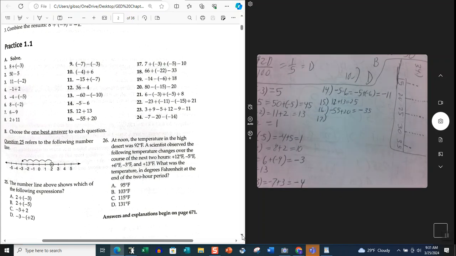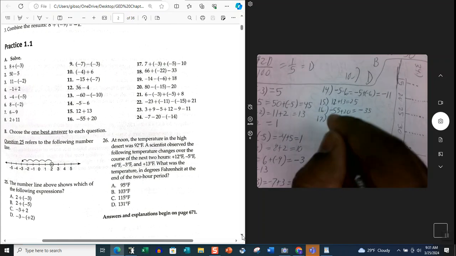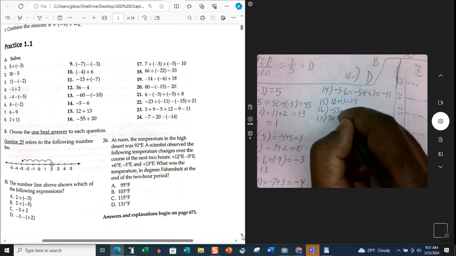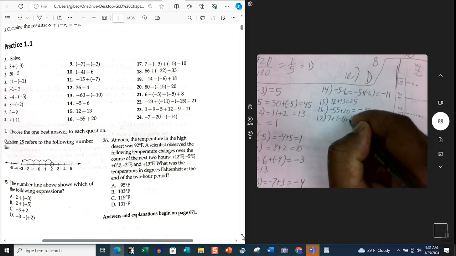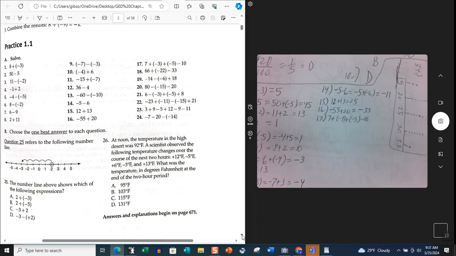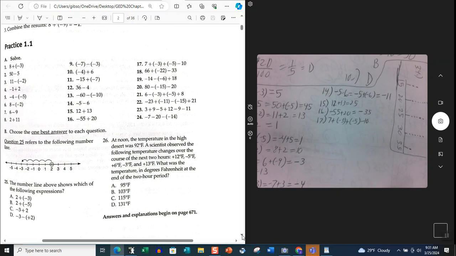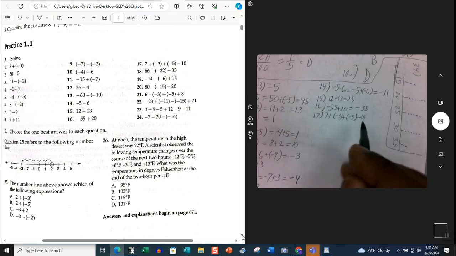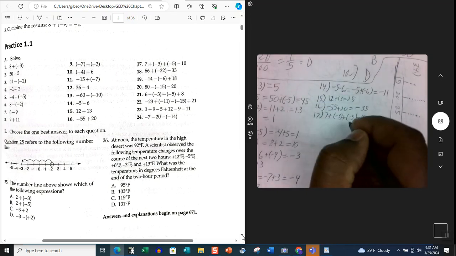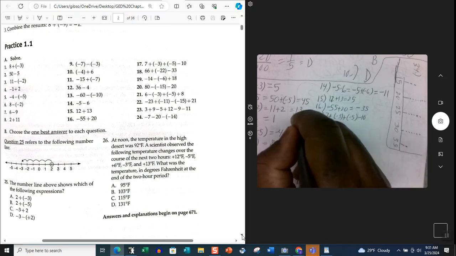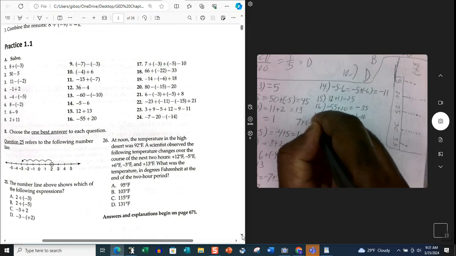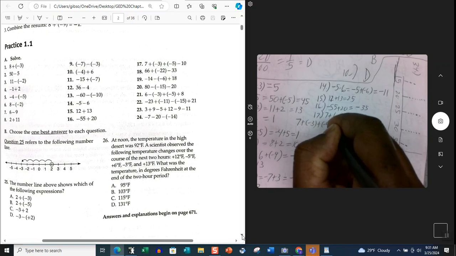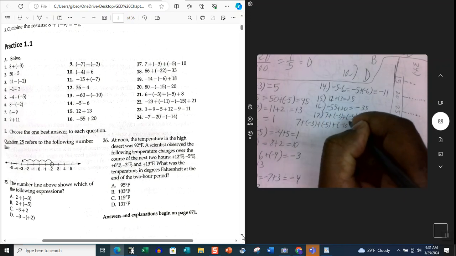Problem 17. It says 7 plus a negative 3 plus a negative 5 minus 10. Now remember, in previous chapters, I had told you about addition being commutative. That is why you try and turn all of this to addition, so it doesn't matter the order that we add in. So with 17, we're going to have to go to the next line for this. So it'll be 7 plus a negative 3 plus a negative 5, and then it'll be plus a negative 10.